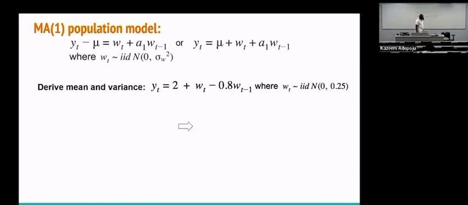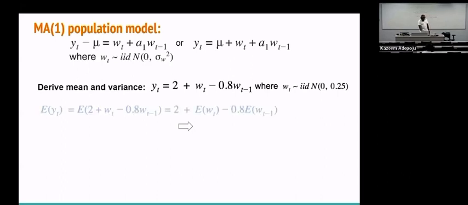Take a look at that. You're given that WT is a white noise, which follows a normal distribution with a mean of 0, and the variance of the white noise is 0.025. Now, how do you derive the mean for that?